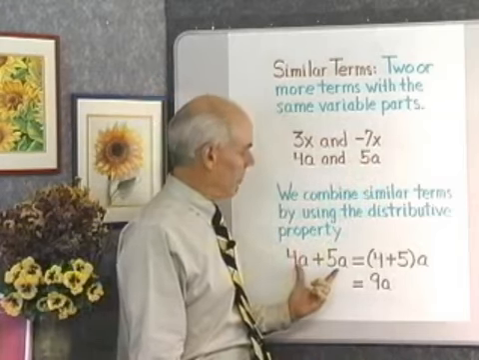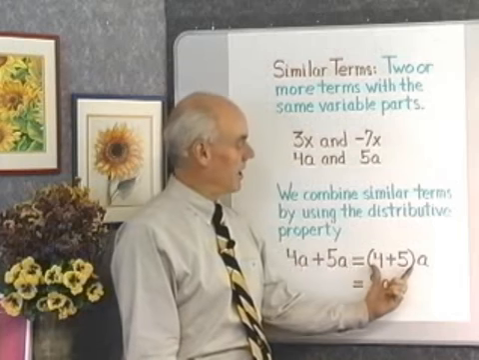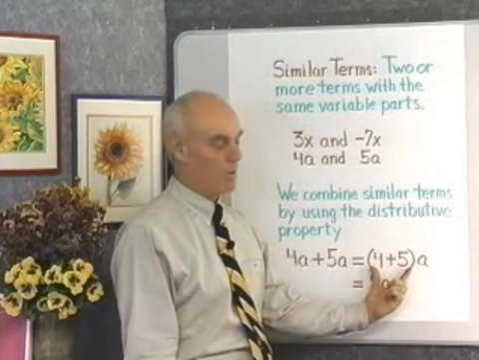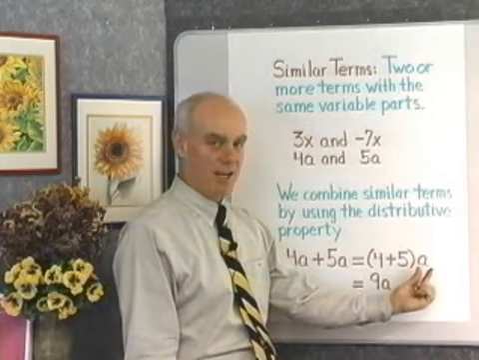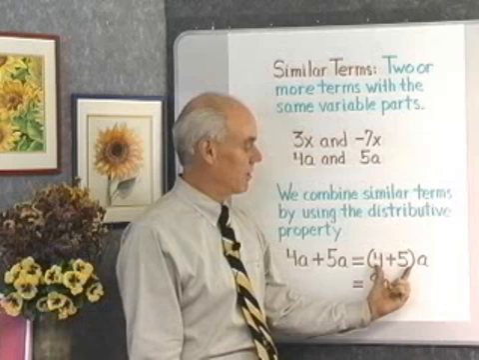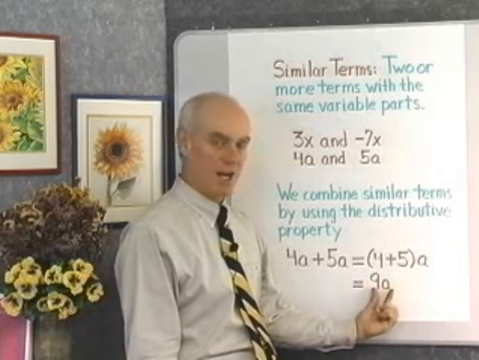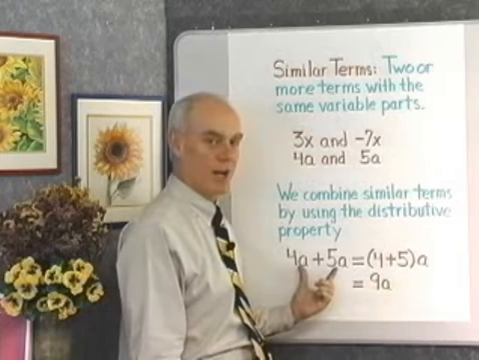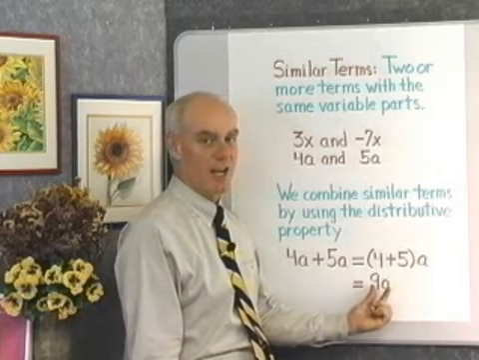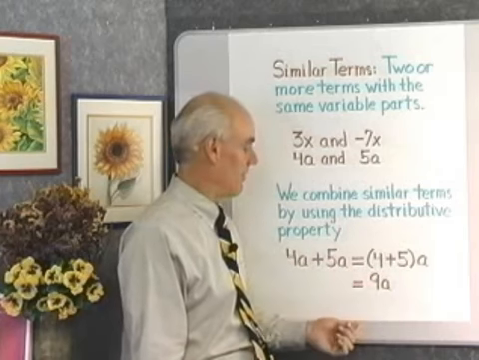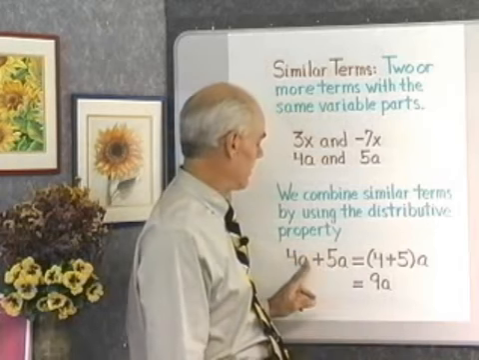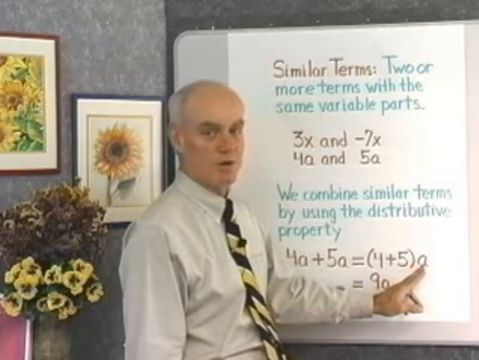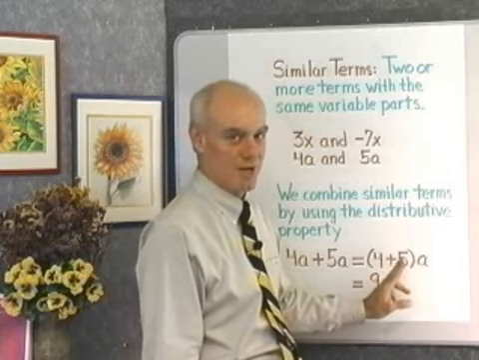We add 4a and 5a by rewriting it as 4 plus 5, that quantity, times a. So in a way, we factor that a outside. So I have a times the quantity 4 plus 5, then 4 plus 5 we know is 9, and that's why 4a plus 5a turns out to be 9a, because of the distributive property. The only kind of terms that we can combine are similar terms because I have to have the same variable part in both places in order to apply the distributive property in this direction here.